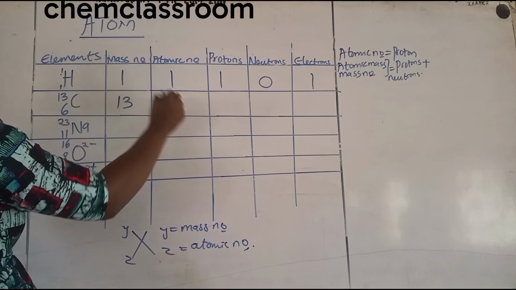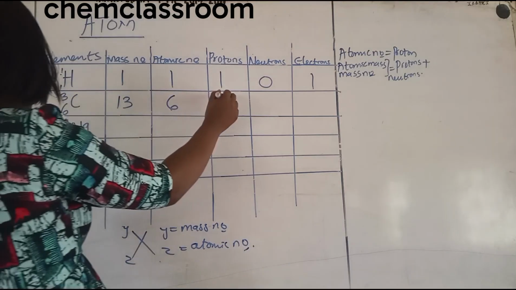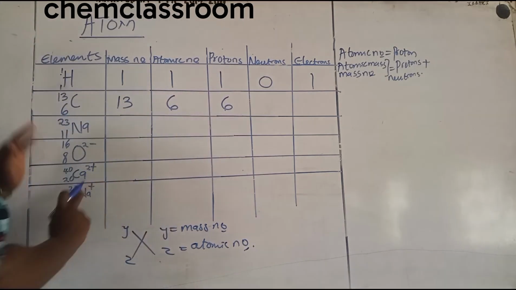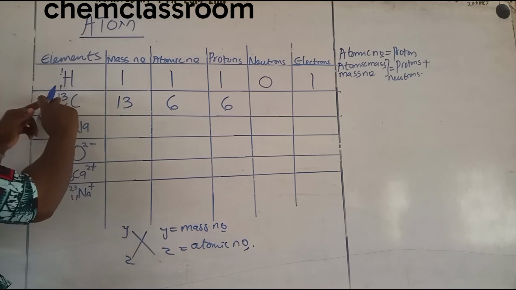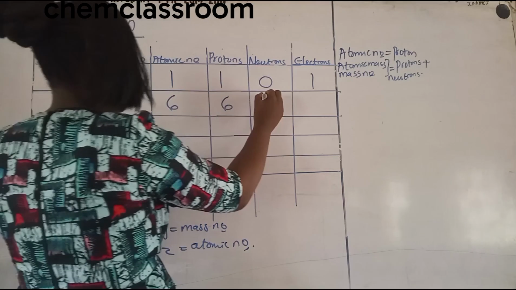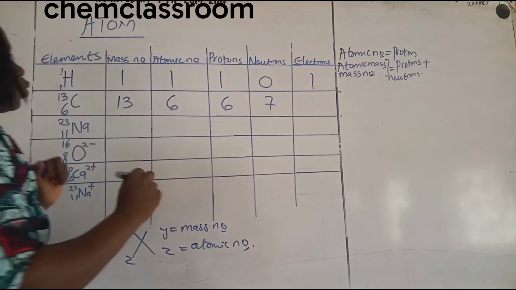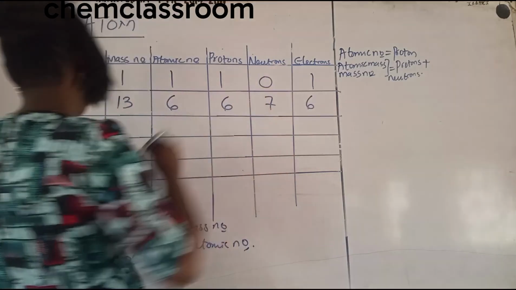Then for the next one, the mass number here I have 13. Atomic number, I have 6. Number of protons, I have 6. Number of neutrons will be what? 13 minus 6, which will give me 7. And my electrons will still be 6.